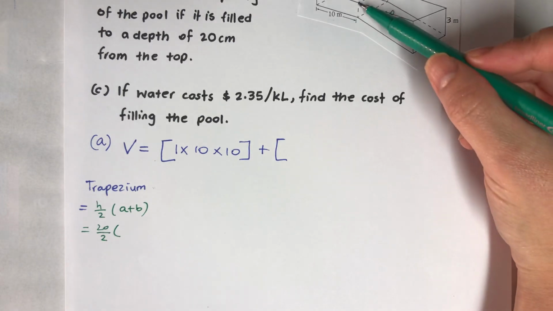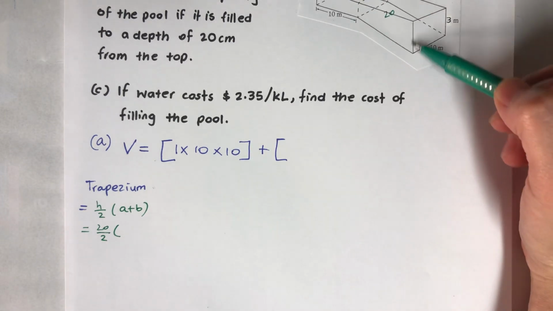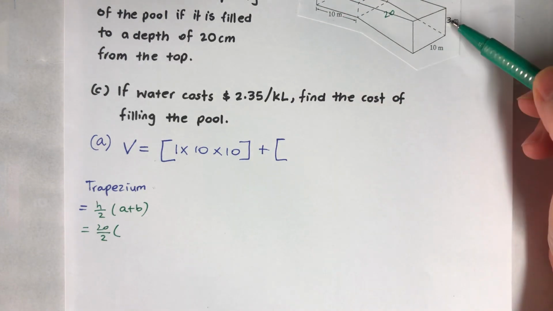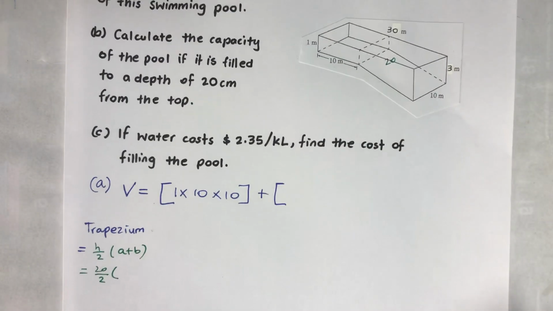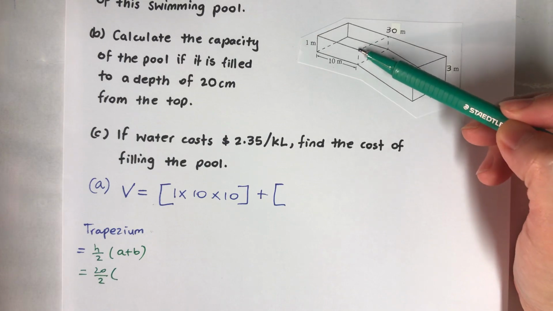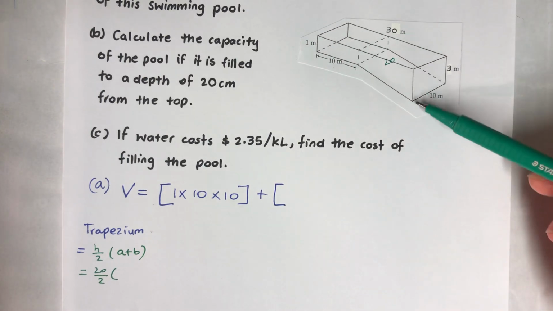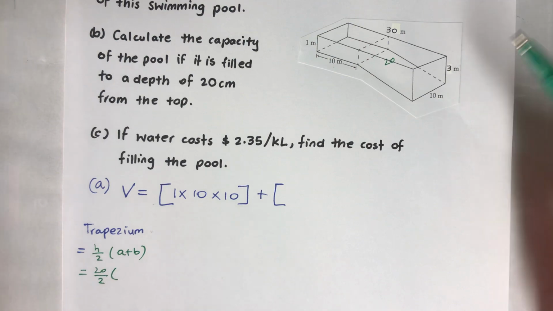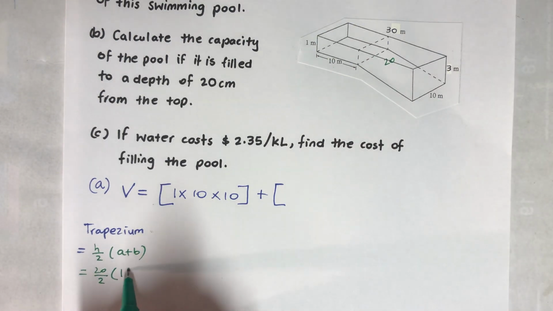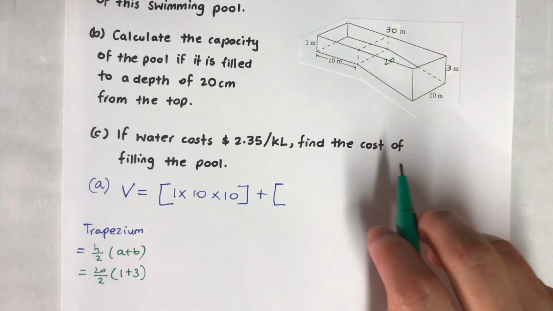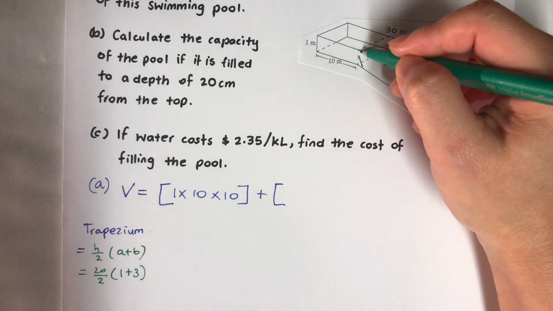And the top length and the bottom length. The top length is 1. The bottom length is 3. Sorry, couldn't see that. So this top length is 1. The bottom length is 3. Okay, can you see that? So I'm going to go 1 plus 3. So we're looking at this shape right now.